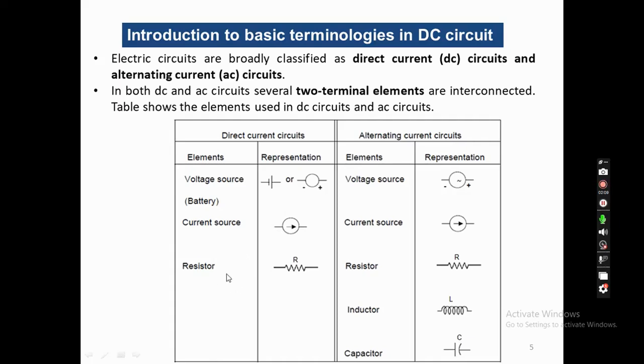When we go for the passive components, the resistor is represented by a straight line followed by a zigzag line, where the zigzag starts at the top and ends at the bottom. Similarly, in AC circuits, the inductor is represented as a winding, and a capacitor is represented by a straight line followed by a curved line.